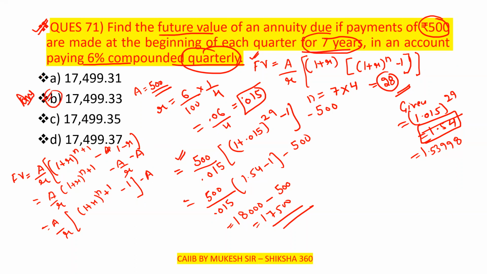I have seen that all the options are very much approximate to that. So we have to use the given value up to 4 decimal places. They will give it like 1.5399. So in this way we have to use the value here, as per the options.